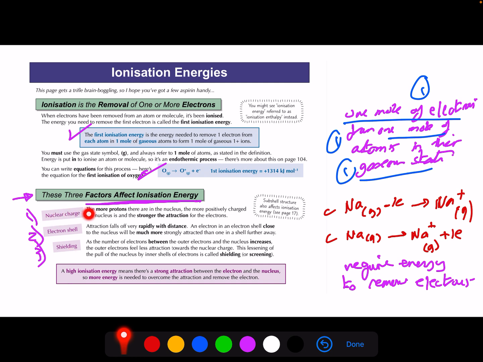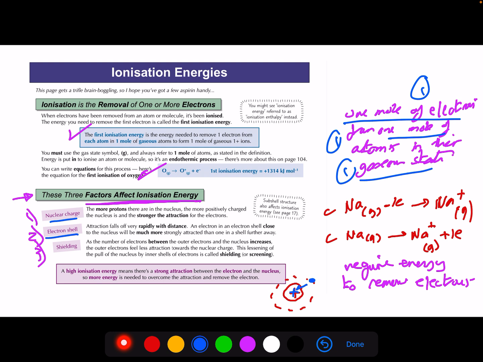Factor number one, nuclear charge. Okay, when I'm talking about nuclear charge, I'm talking about the number of protons. So we all know as the number of protons increases, the nuclear charge increases. And the nuclear charge is what holds the electrons. So the more this charge is, definitely the attraction of the electrons will be more. So that's the first factor.